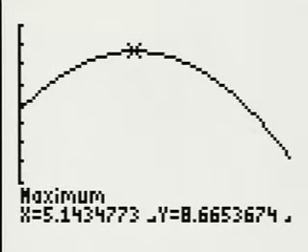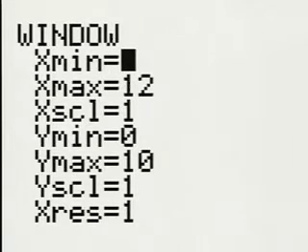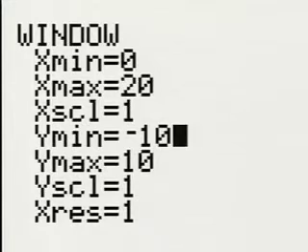For part B of this problem, we want to estimate the rate in the year 2010. What we're going to do there is adjust our window settings. We're going to change x max so that it is 20. That would put us in the year 2012, which is past what we want. Now y min, we're not sure what's going to happen, so let's go ahead and go down to negative 10 just in case. We'll keep our y max at 10 since we saw that the peak was not past 10, and we'll keep our scale at 1. Go ahead and graph that again. So we can see what's happening with our graph.